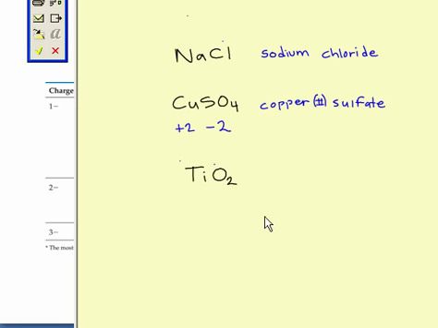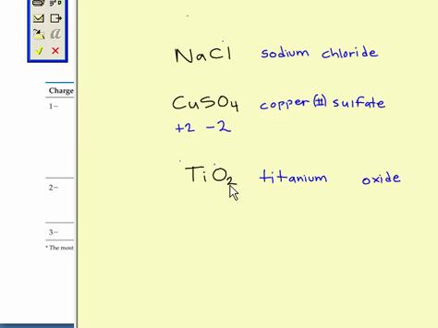So let's just look at one more example. Go ahead and pause the video lecture and see if you can figure out the correct name for this ionic compound. The first thing you need to do is write the name of the cation, and then the name of the anion.